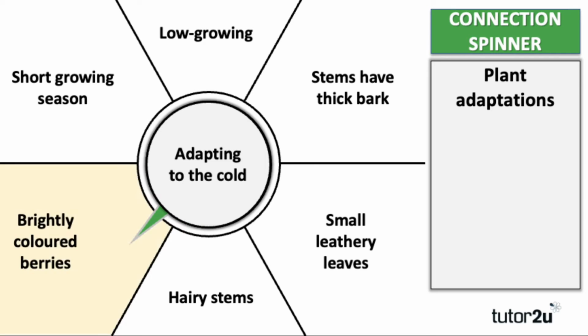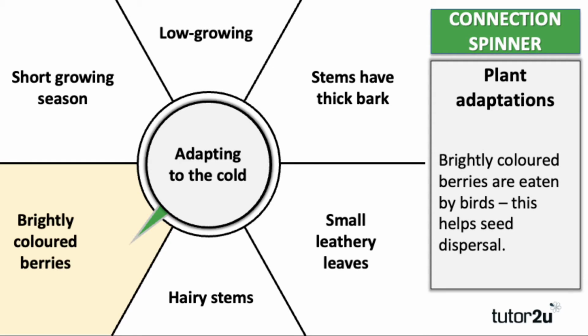So it's landed on brightly coloured berries. Have a few moments to think about why these might help plants adapt to these cold, harsh conditions. If you need a little bit more time, just pause the video. We're just about to reveal the answer. Let's have a look. Berries are eaten by birds, and this helps with seed dispersal, so it helps with those life cycles.